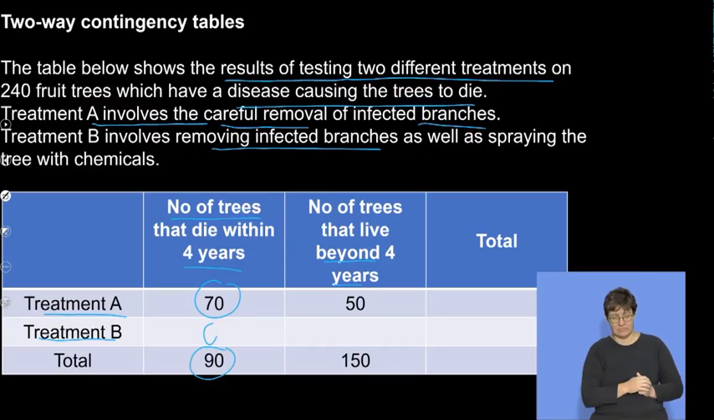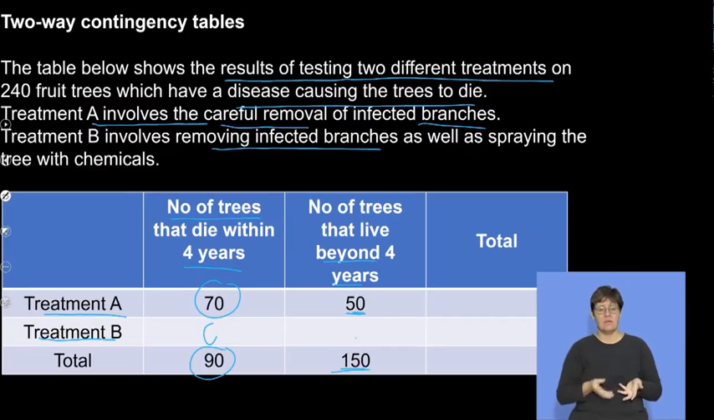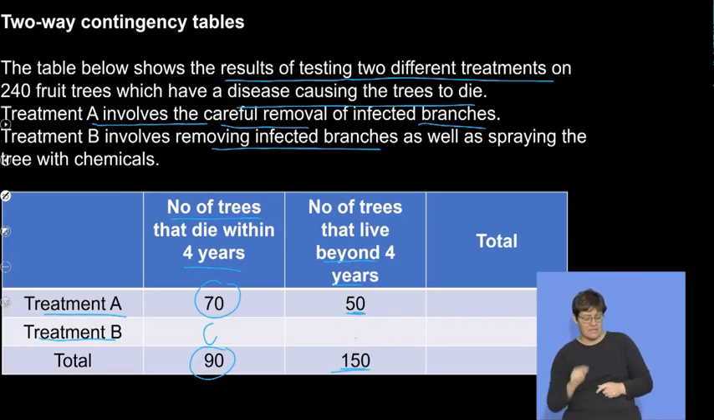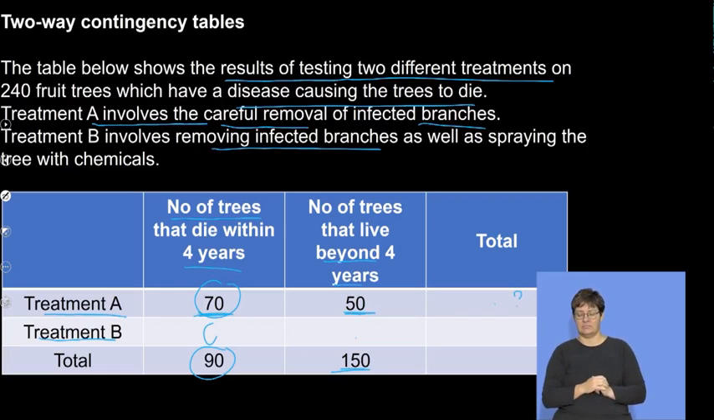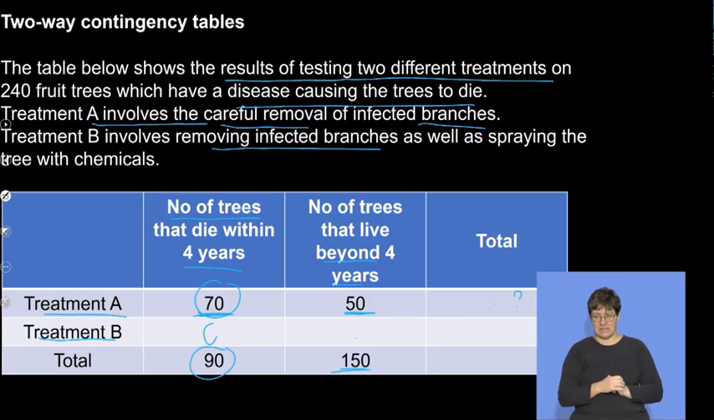Also here, we have 50 plus something to give us 150. What must we add there? Surely we should be adding 100. Then what do we get for the totals here? We can get the totals by completing the table. 70 plus 50 will give us 120, and here we add the two numbers there to give us the total. Okay, let's see what we get.